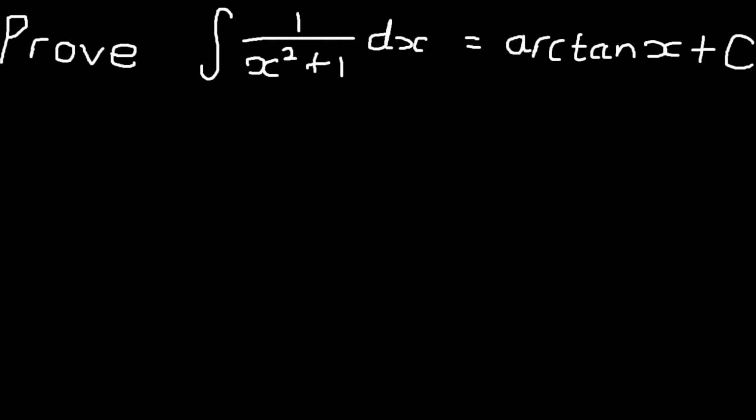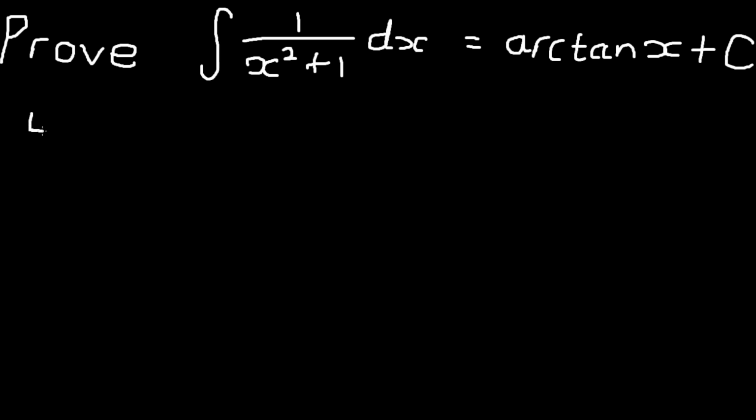Okay, so we're going to be simply proving an integral formula today. It's quite useful. You might see it a few places. It's that the integral of 1 over x squared plus 1 with respect to x is equal to the arctangent of x plus c. Let's prove it by differentiating arctan of x plus c and seeing what we get.